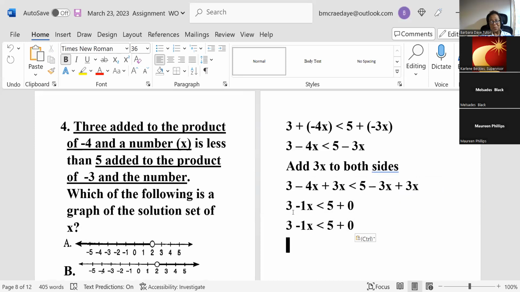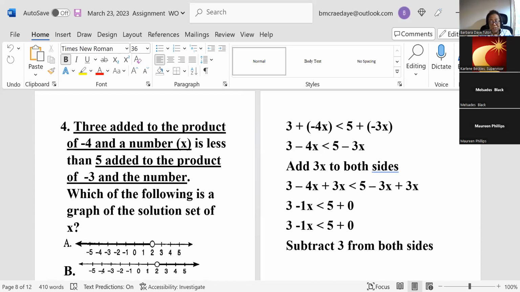I'm stuck there. You have a 3 on the left and you have a 5 on the right. You need to get the 3 on the side with the 5. So what do you do, Maureen? You subtract. That's right. Subtract what? 3 from both sides. That's it. 3 from both sides.